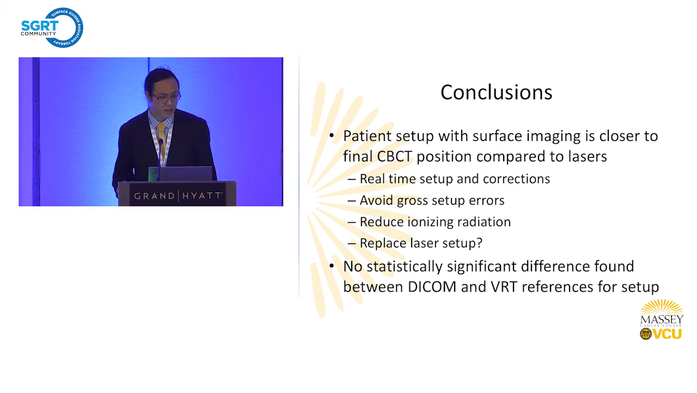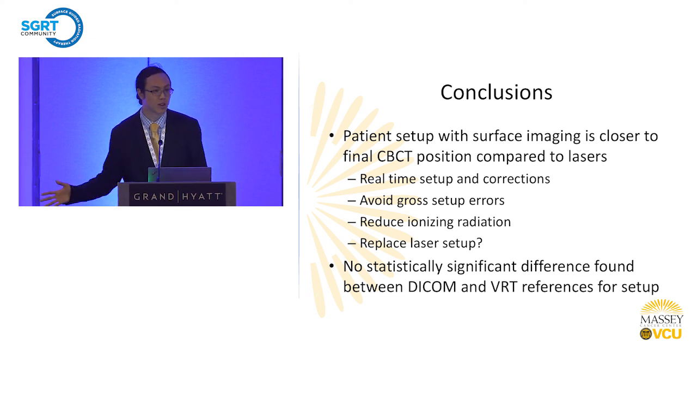So our final conclusion is that patient setup using surface imaging gets us closer to the final cone beam CT position compared to using just lasers. Again, we think it's a lot more efficient to have Line RT because we can do our setup and corrections in real time in the room. We go in and out of the room much less compared to when we were relying on just 2D images. We also use a lot less ionizing radiation, so it's safer for the patient as well.